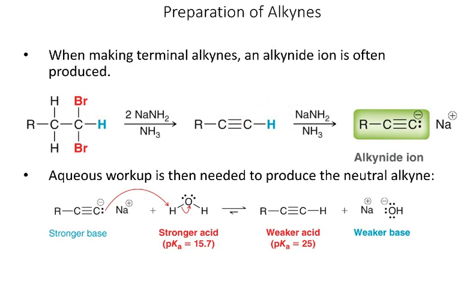So a way to get back to the neutral alkyne is to react that with an acid. And it doesn't have to be a terribly strong acid, it just has to be a stronger acid than the neutral alkyne. So as long as the pKa of the acid is less than about 25, it will do the job. And so the most common acid that we choose is just water. So water is sufficient to reprotonate our ion to form the neutral alkyne.